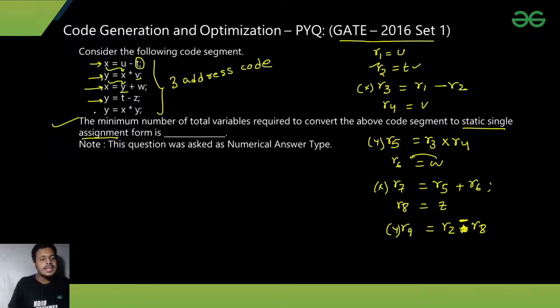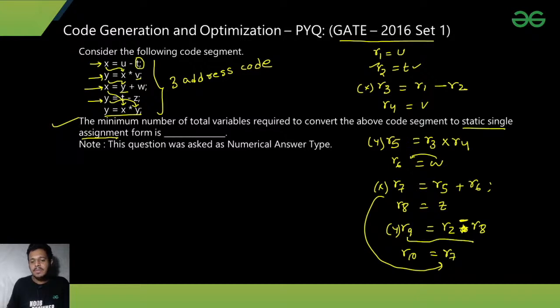And lastly, the last statement is taking the value of X from the third statement and Y from the fourth statement. So let's take another temporary variable R10. It takes the value of X from R7 and the value of Y from R9, and the result of the multiplication will be placed in R10.